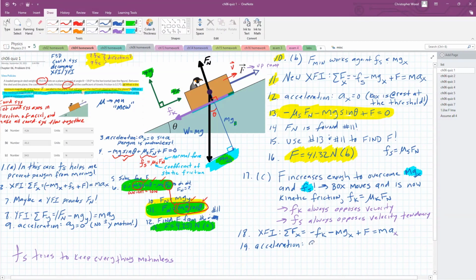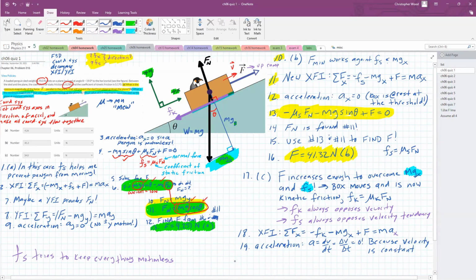So I can say this: acceleration equals dv dt, or macroscopically, delta v over delta t equals 0, because velocity is constant. The problem indicates velocity is constant. So the box is moving, but just because the box is moving doesn't mean it's accelerating. In fact, in this case, the box does move, but it's not speeding up or slowing down. So I do know that acceleration equals 0.